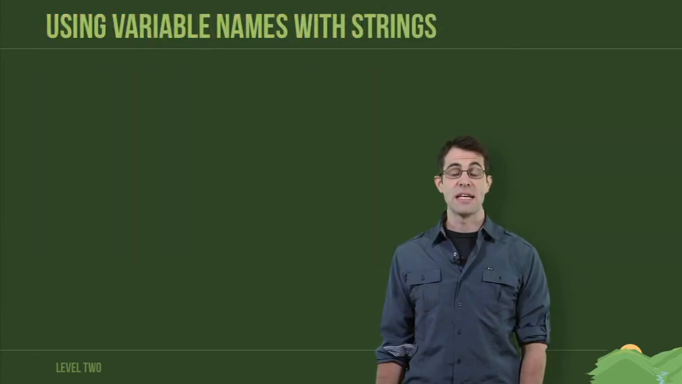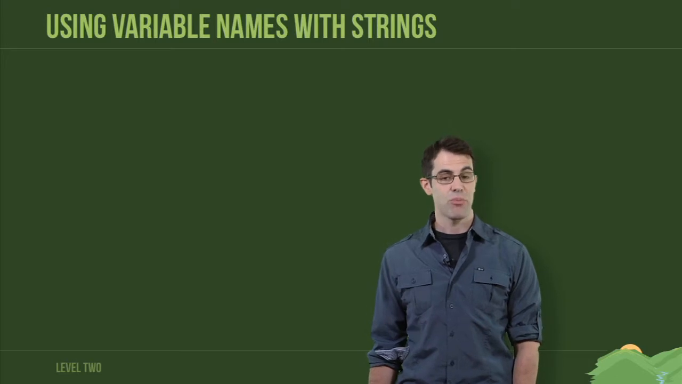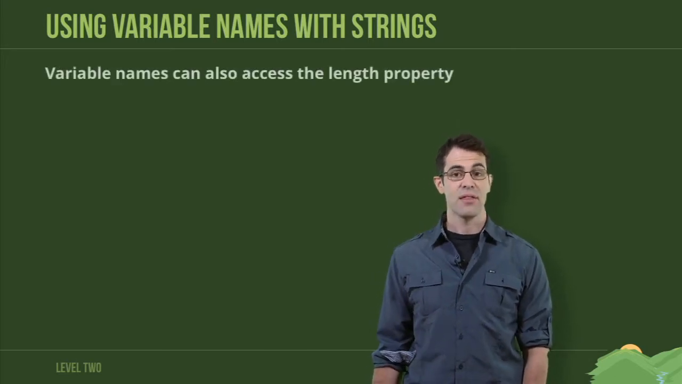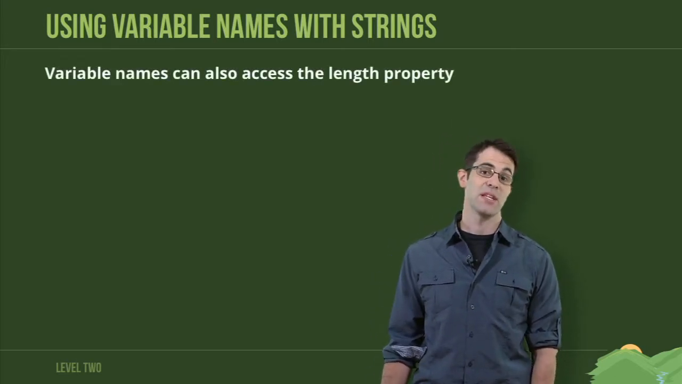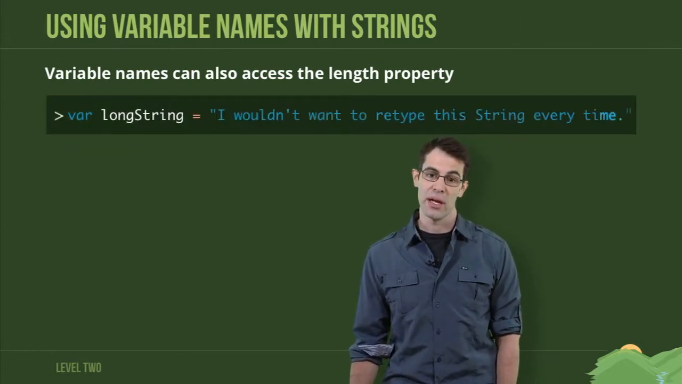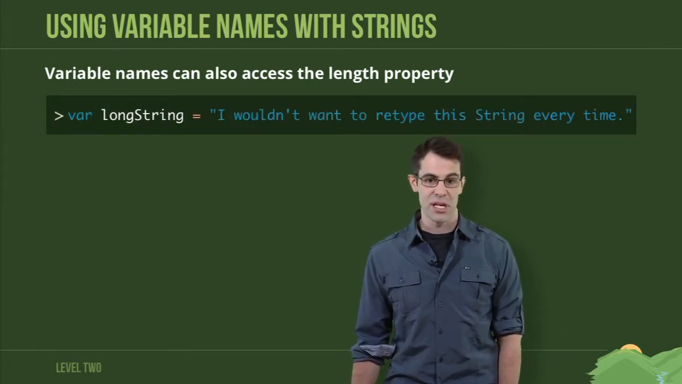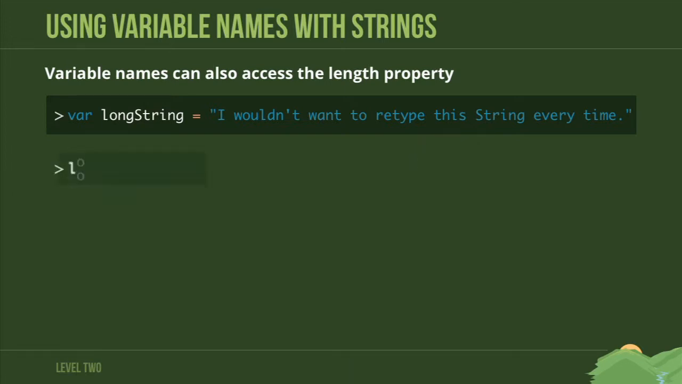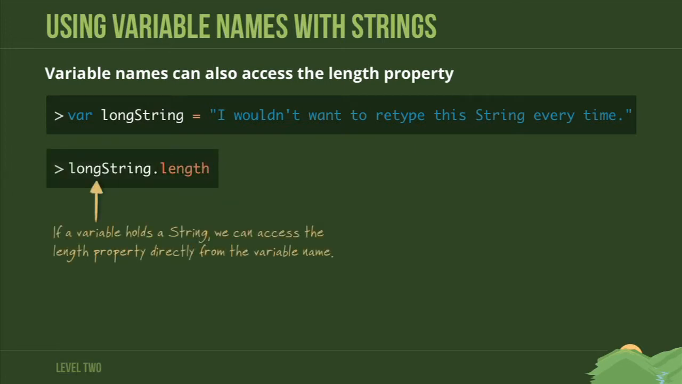If our variable contains a string, we can use the .length property to access the length of that string instead of typing the entire string out. Here you can see our variable longString with a string that I wouldn't want to retype every time. And if we use the .length property on longString, we can see that it returns the value 49 as the length.